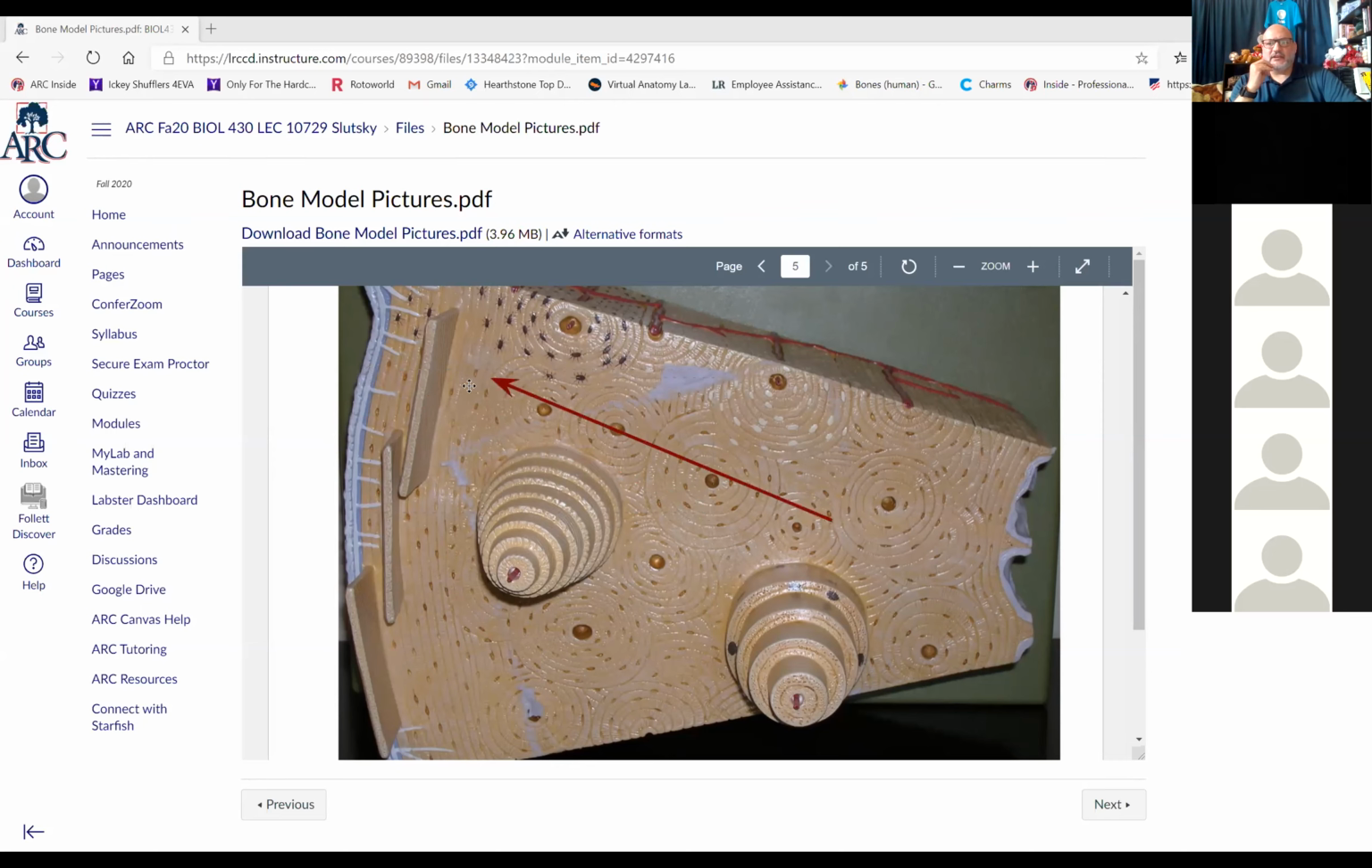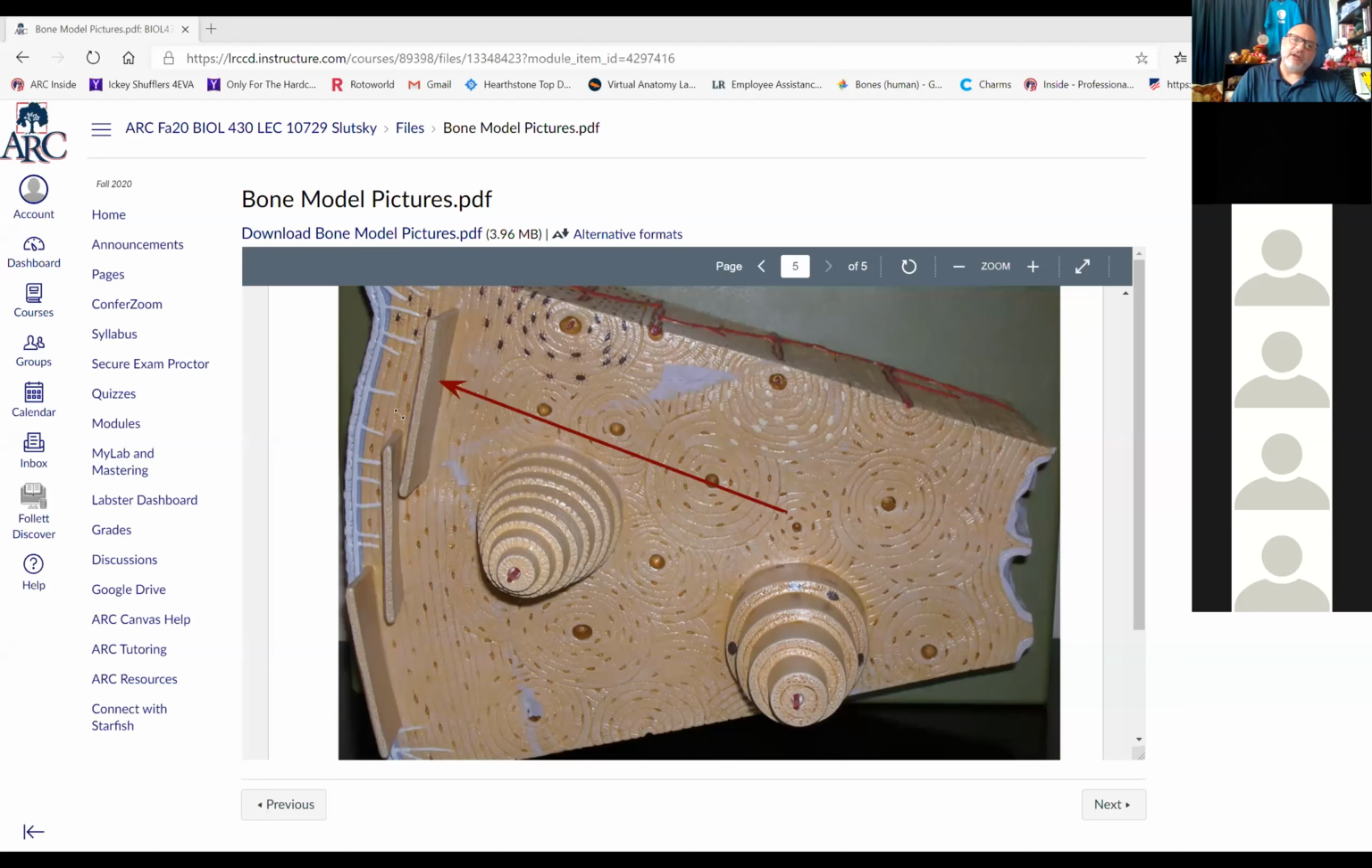Excellent. Conversely, notice there is a gray layer lining the inside of it. What type of tissue is that? Dense irregular connective tissue. Dense irregular connective tissue, but what do we call this one based on its location? Endosteum, excellent.